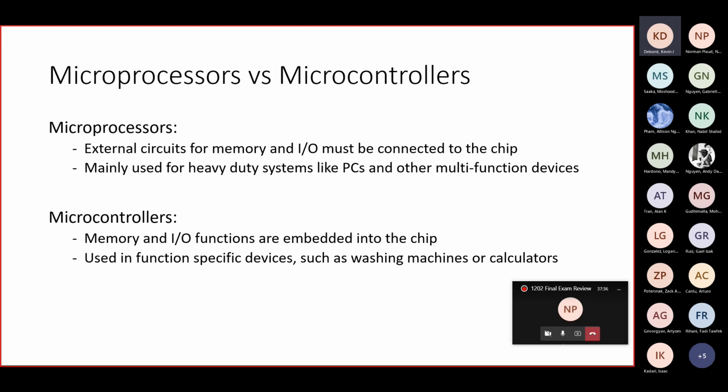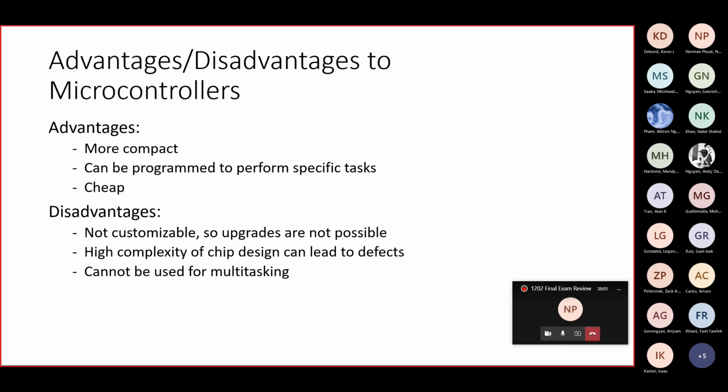So a microprocessor needs an external circuit for memory and I/O. It must be connected to the chip. So it's stuff like a CPU, a GPU, things like that. And it's mainly used for heavy duty systems. And in a microcontroller, the memory and I/O functions are embedded onto the chip. That's why whenever you look at an Arduino, you see all these little small boxes. That's what that is. And then they're used in function-specific devices like washing machines or calculators.